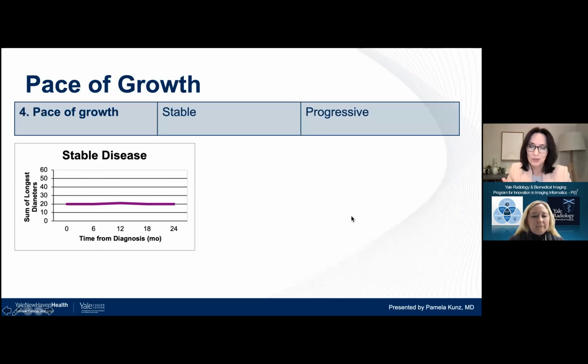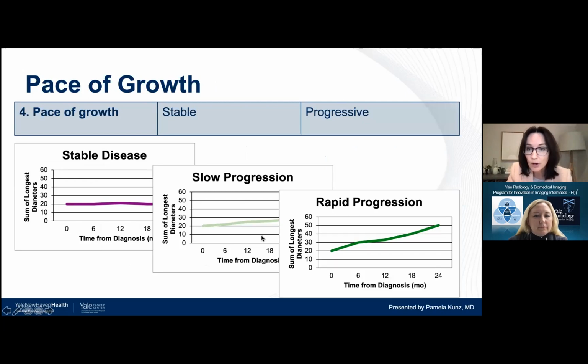So pace of growth, something I was getting to, really does inform our treatment selection. We may meet a patient with a metastatic low-grade NET who has very stable disease or slow progression, or may have more rapid progression. Some of those patients may not need treatment initially. Observation may be appropriate, whereas others may have high burden of disease or symptoms from tumor bulk, and they may need treatment.